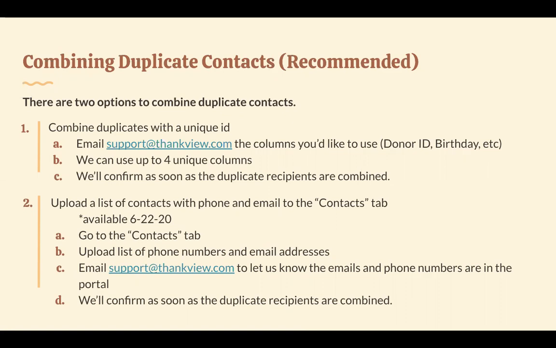The first one is to combine duplicates with a unique ID. This can be a donor ID, a birthday, any of those merge fields that you know is going to be unique just to that recipient. And we can use that column to connect the email and the phone number. And we can use up to 4 unique columns to make sure that those phone and email are connected. And any emails or phones that we aren't able to connect, we will send you a CSV so you're able to manually go through and make sure that the right contact has the email and the phone number.